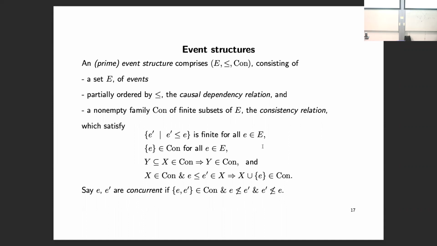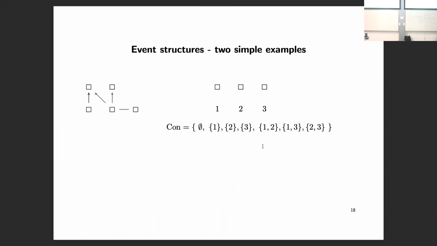In examples, it will often be that I will work with binary conflicts, and I will often draw pictures like this, as you've seen. And this is just to point out that we are working with something a little bit more general, and we do have this notion of consistency rather than binary conflict, because here's a situation where any two events are consistent, but not all events together.